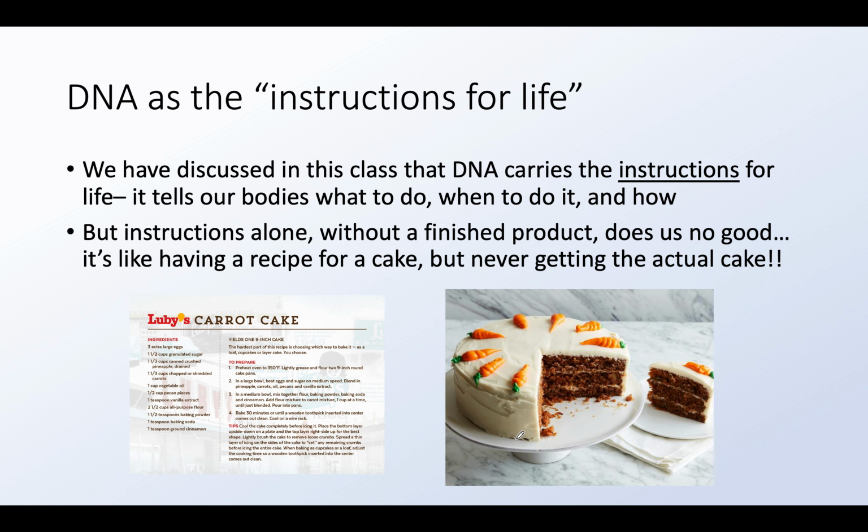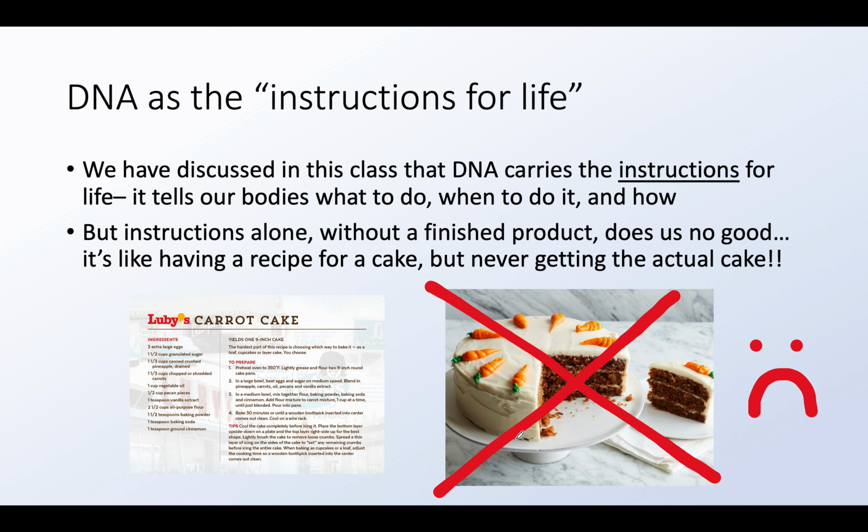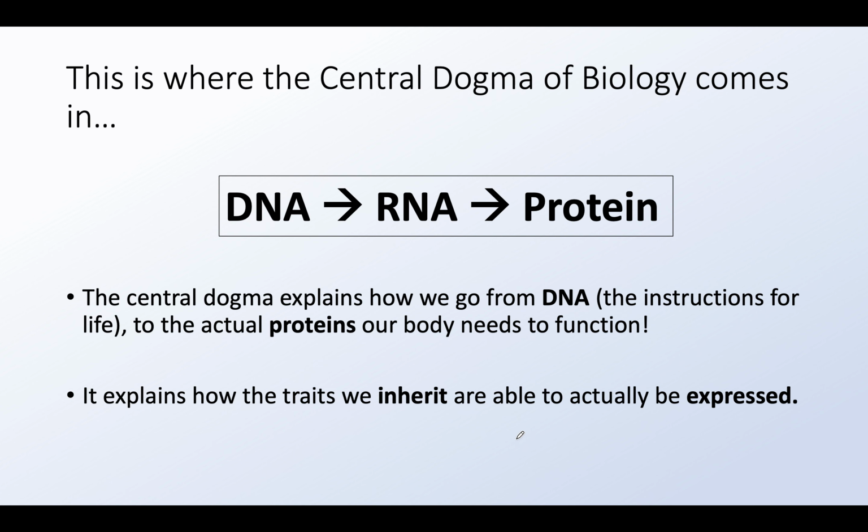But DNA is just the instructions, and without a finished product, instructions don't do us any good. It's like having a recipe for a cake, but never getting the actual cake. So how do we go from the instructions to the proteins that we want? Well, this is where the central dogma of molecular biology comes in. This process, DNA to RNA, and then RNA to protein, explains how we go from the DNA in our nucleus to the actual proteins we need to function. It explains how the traits we inherit are expressed.